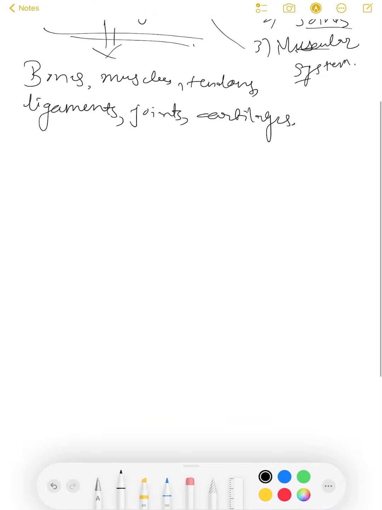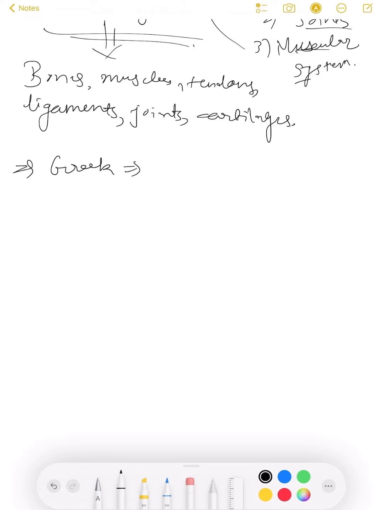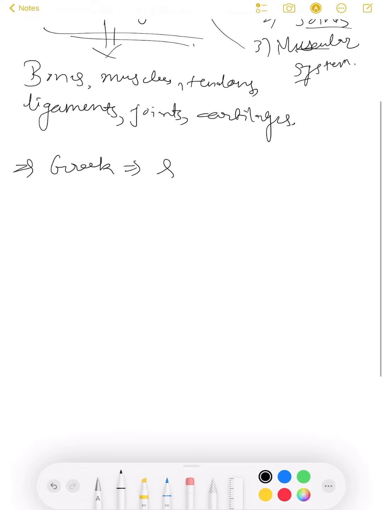Now we can start with the skeletal system. Now what is the skeletal system? The word is derived from Greek, skeletos, which means dried body. Skeletos means dried body. Now if you want to study all these bones, associated cartilages and membranes, then that study is called osteology.